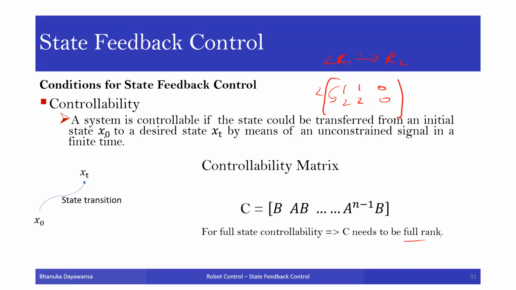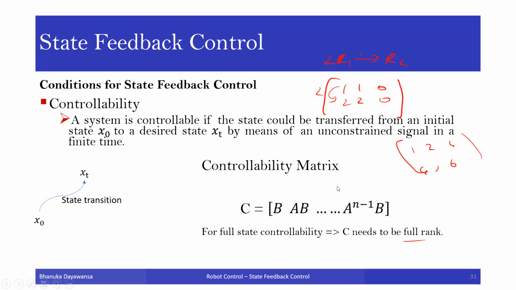For a matrix to be full rank, the rows have to be linearly independent. So if you have 1, 2, 3 and 4, 5, 6, now this is linearly independent. You can't add something or multiply something and get this row. That's what we call full state controllability.